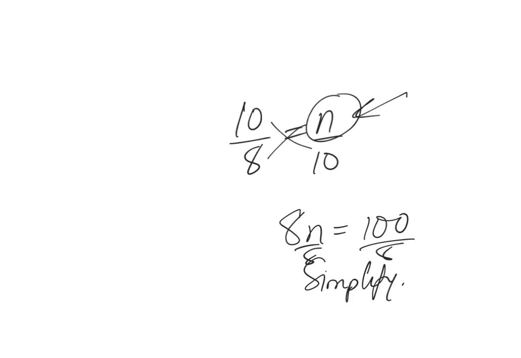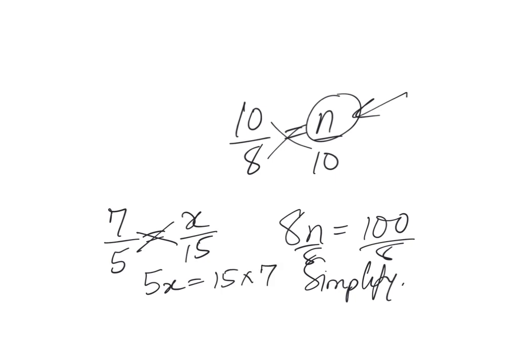Or if I said 7 over 5 is equal to x over 15, you cross multiply, you have 5x is equal to 15 times 7, and then you just solve that to the end. Remember, there are videos on solving equations. We're going to look at that in more detail: solving one-step equations, two-step equations, multi-step equations, solving inequalities, absolute value equations. These are all coming up in the next series of lessons shortly. So stay tuned. And if you have questions on how to solve these to the end, let me know.